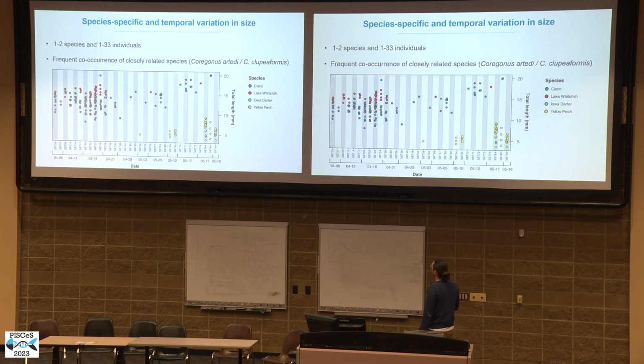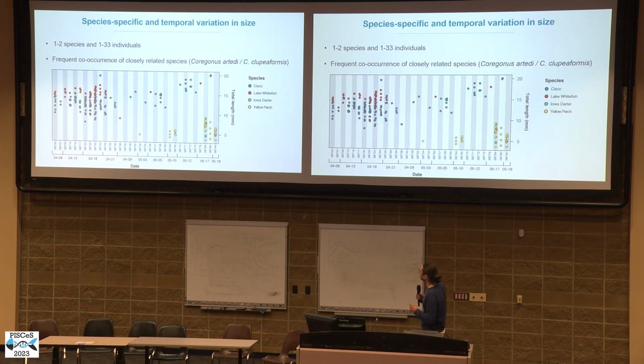So one of the interesting things about these samples, there's a few interesting things that I want to point out early on. Early in the season, you get the co-occurrence of a lot of ciscos and lake whitefish in the same pulls of the larval fish bongo nets that they pulled along that bay there.